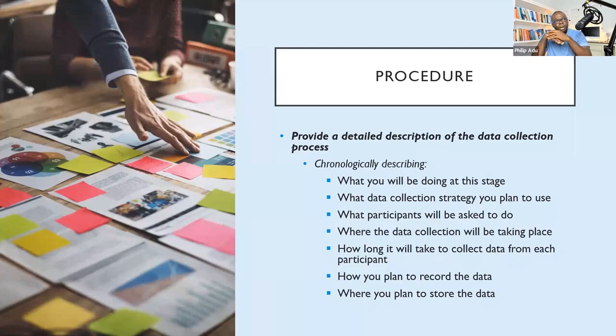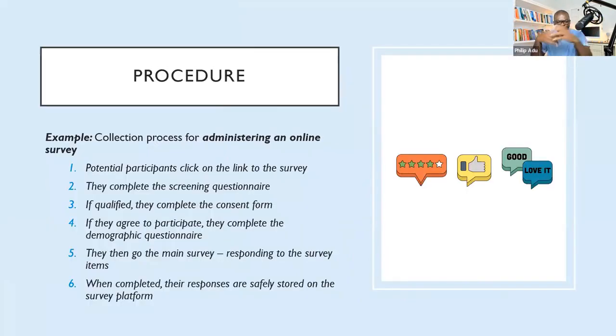After recruiting participants, if you're doing a quantitative study, let's say you are doing a survey. So they qualify, they click on the link, they go to the survey. The survey has a screening questionnaire there to make sure that they qualify.